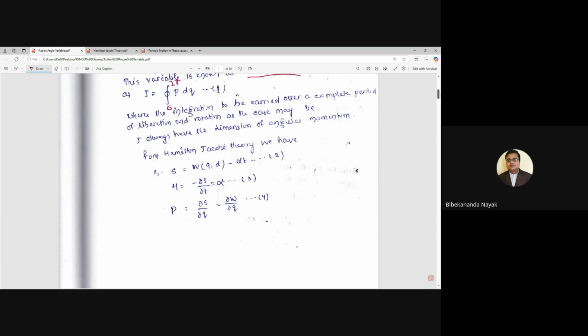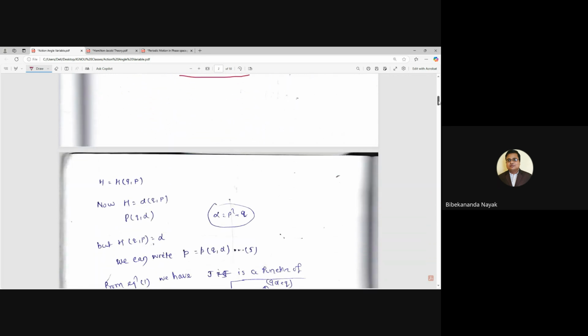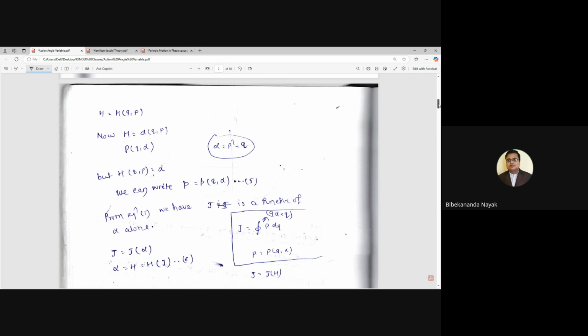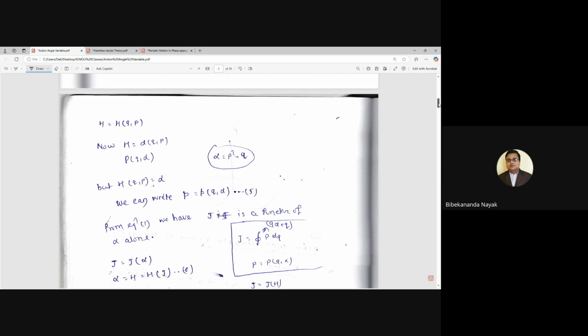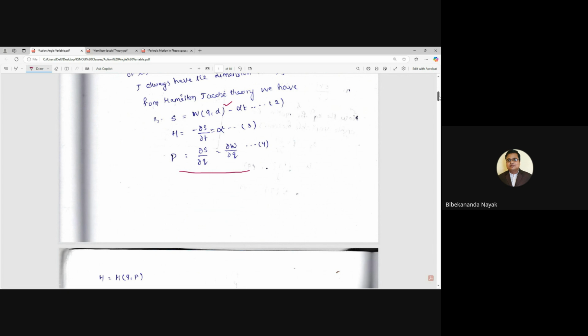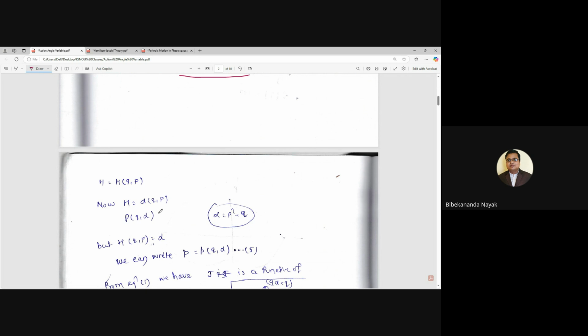For Hamilton-Jacobi theory, we have a relation like this: S is equal to W plus alpha t, so H is equal to alpha, and H is equal to minus del S by del t, and P is equal to del S by del Q, that is del W by del Q. We already discussed this in our first slide. So let us define J as the integral of P dq, where P is del W by del Q. So P is a function of Q and alpha, and H is equal to alpha.